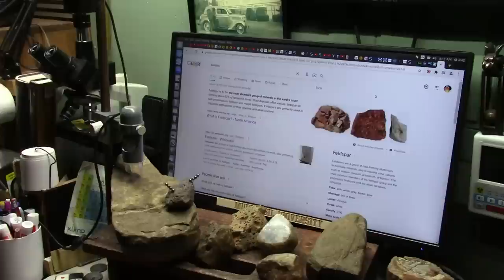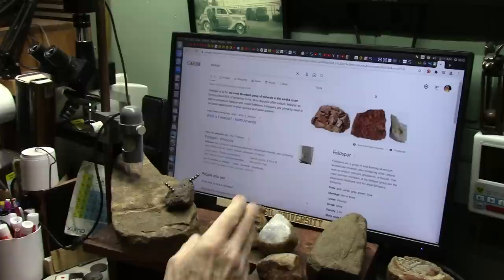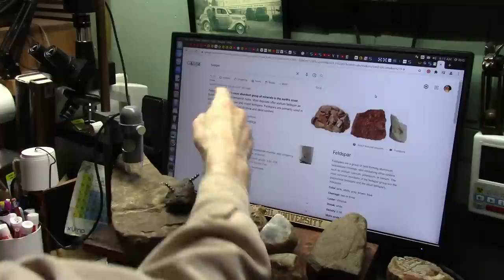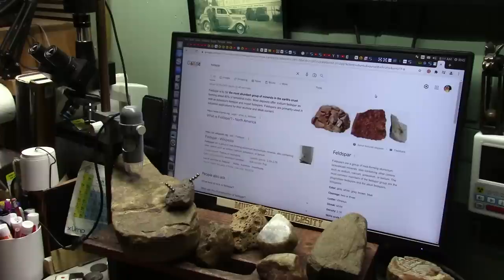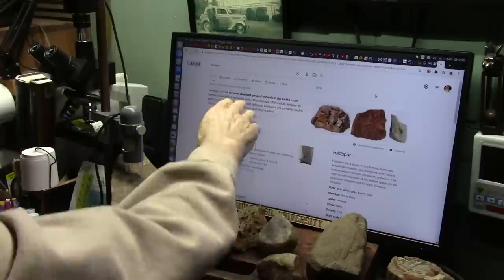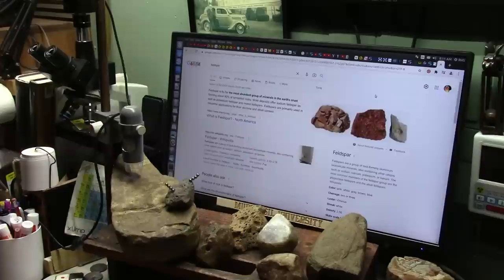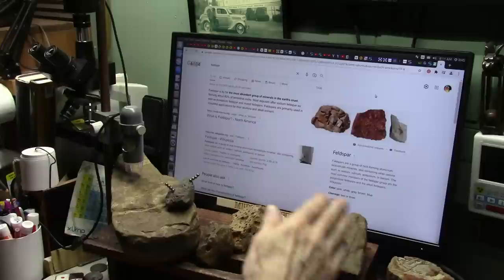Feldspar is by far the most abundant group of minerals in Earth's crust, forming 60% of terrestrial rocks. Well, let me tell you something. As far as I could determine, there is nothing that is not biological. And 60% is probably pretty close to what your body has for collagen in it, because all of your connective tissues, all of your fabric in your body, your skin, your hair, just about everything that connects anything to anything, tendons, it's all this feldspar, aluminum silicates.